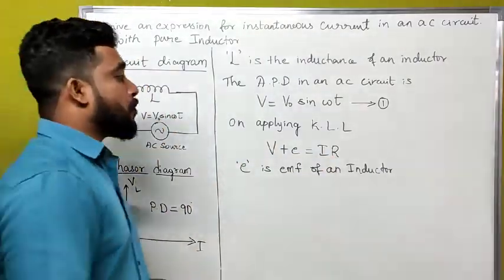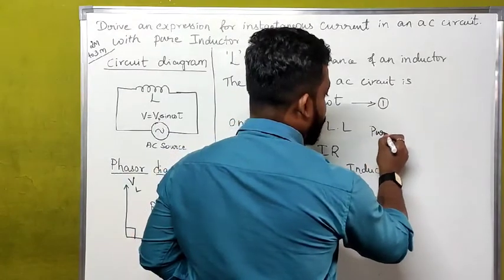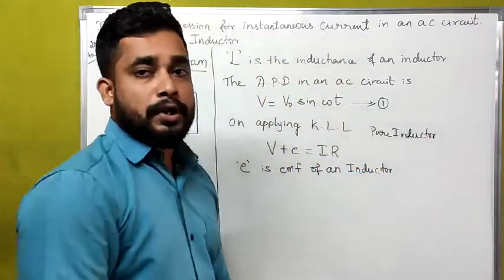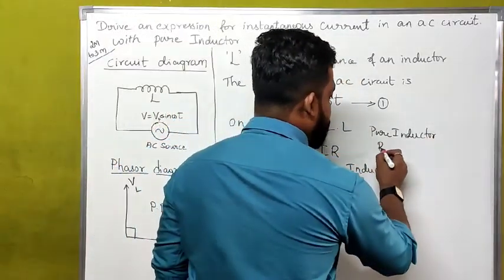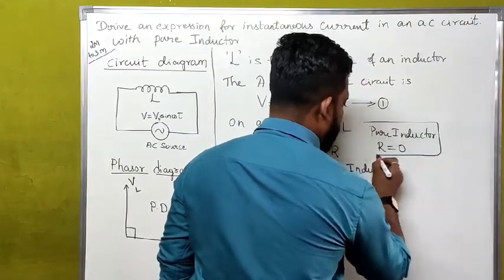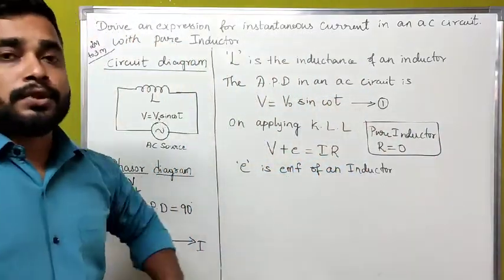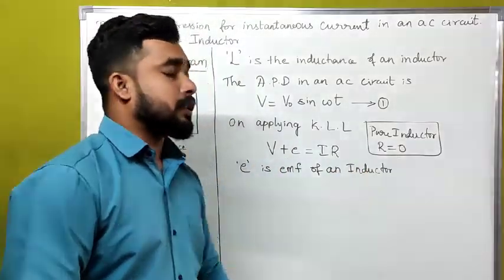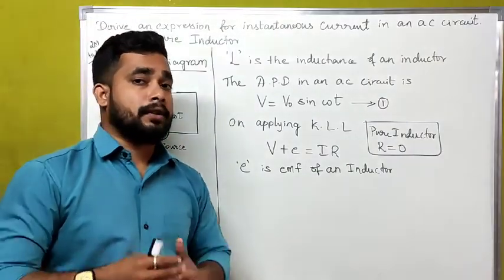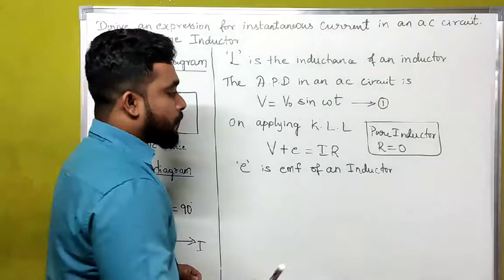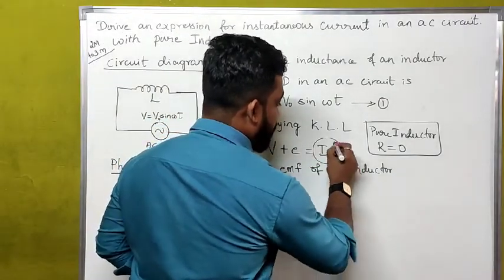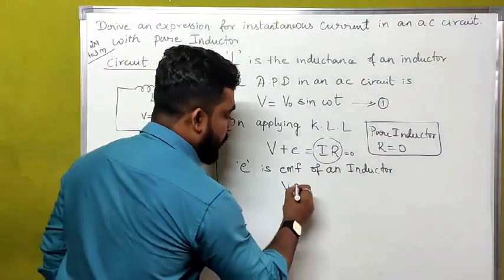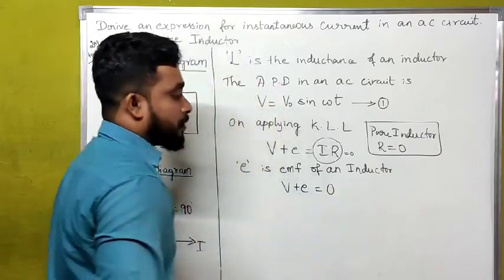But in the case of a pure inductor, the resistance value is equal to 0. There is no resistance in this particular inductor. That is why we have taken R as 0. So we may assume this particular term as 0, and only this one remains. Then what will be our expression? V plus E is equal to 0.